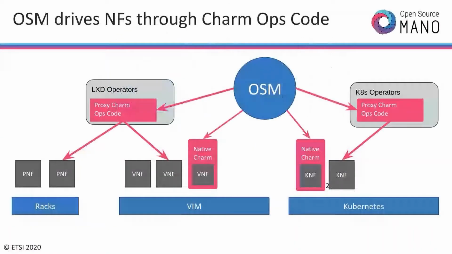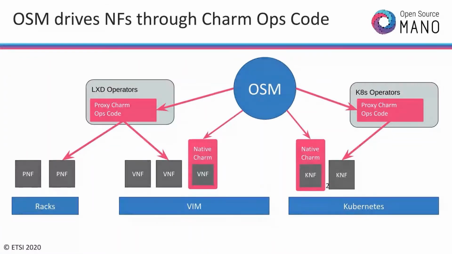By now you should be quite familiar with this image. David has been introducing it for quite some time, and I hope it should be a little clear what the intention of operations in OSM is. Yes, there are several different types of network functions, and all of them need to be operated. There are different ways of doing it, and almost always they involve charms.